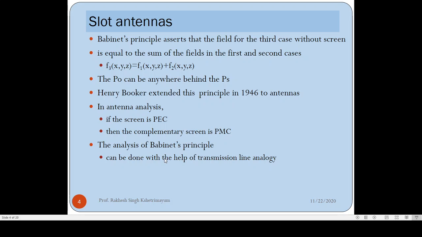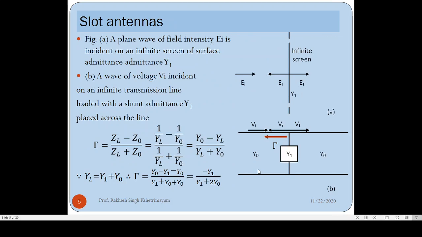Then we can extend this Babinet principle for the antenna analysis, and the analysis can be done with the help of transmission line analogy. We'll see that in the next slide. So we are considering the case where you have an incident electric field. Incident electric field, I'll denote it by EI.